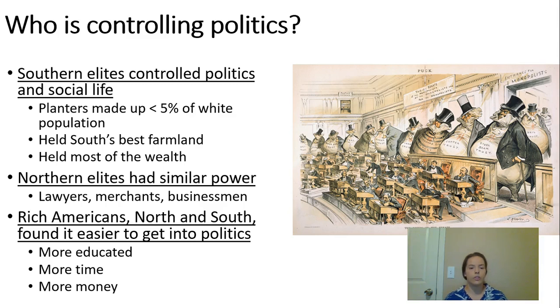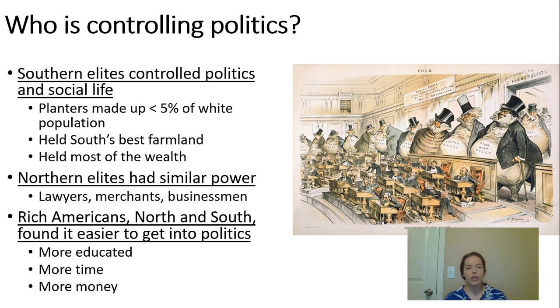We'll also see that the northern elites are going to have similar power. In the north, we have lawyers, merchants, and businessmen who are going to control a lot of the politics. And we'll see that rich Americans in the north and in the south are going to find it easier to get into politics just because they're more educated, they have more time, and they have more money to explore these avenues and to get into politics.